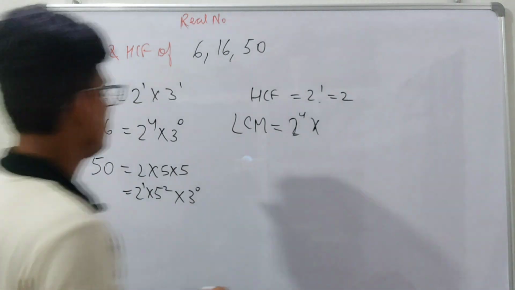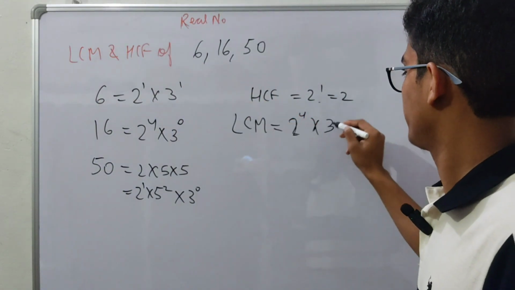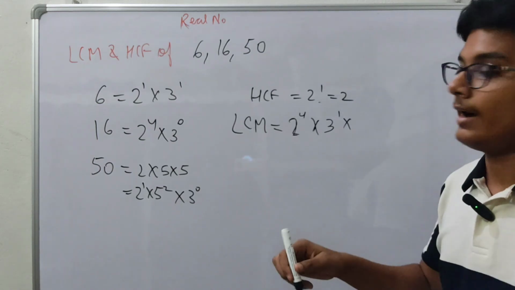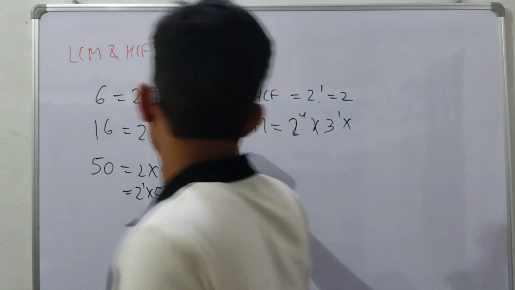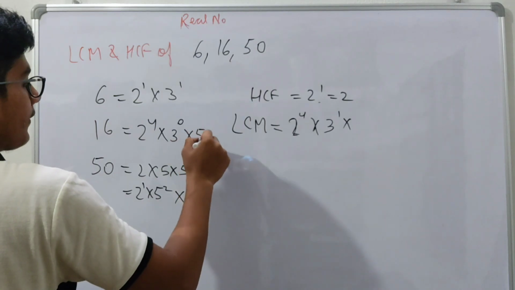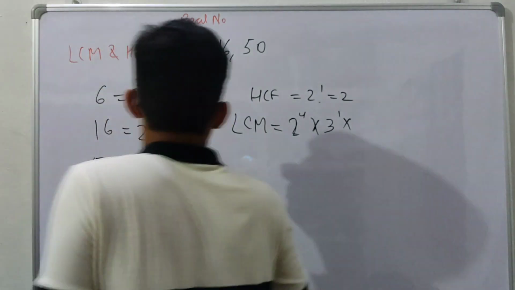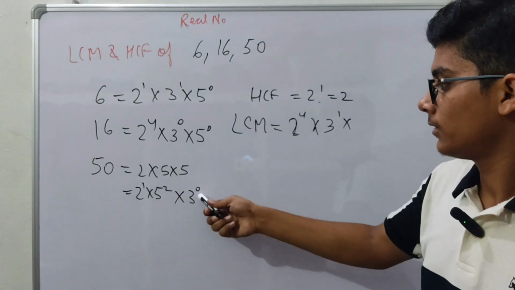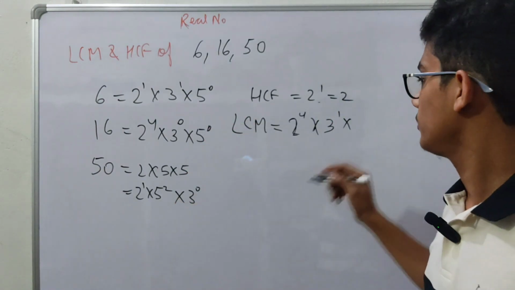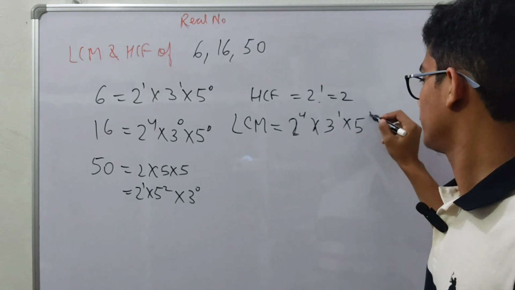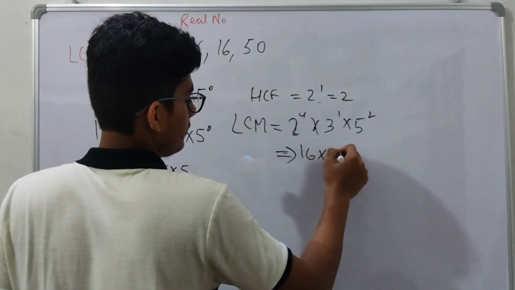Okay guys, so the maximum is 3 to the power 1. And you can also see here 5 to the power 2, and 5 to the power 0 in the other two. So what is the maximum? Comparing these, the maximum is 5 to the power 2. So what is LCM here? It is 16 into 3 into 25.